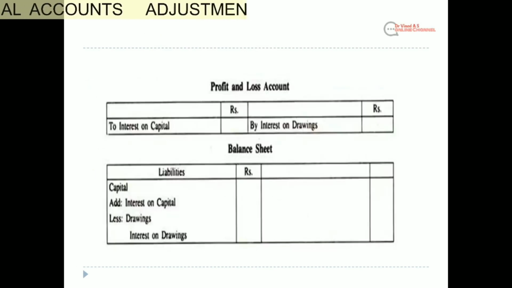I'll show you the treatment of both these things. In case of profit and loss account, on the debit side we show the interest on capital, and on the credit side we show the interest on drawings. And in case of balance sheet, the treatment will be like this: capital, add interest on capital, less drawings, less interest on drawings. So this is the treatment that we are showing in the balance sheet.